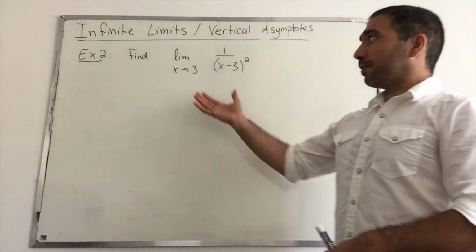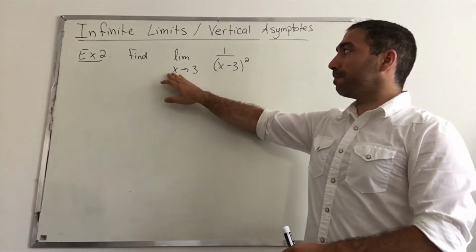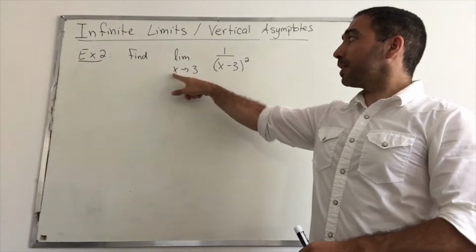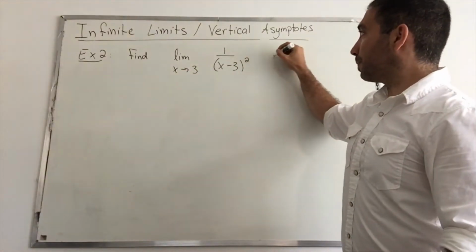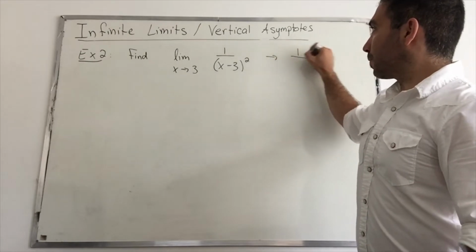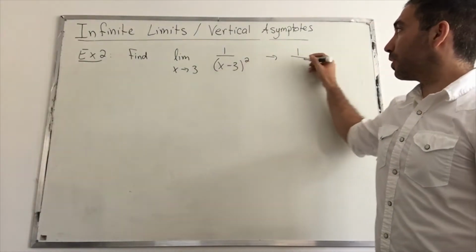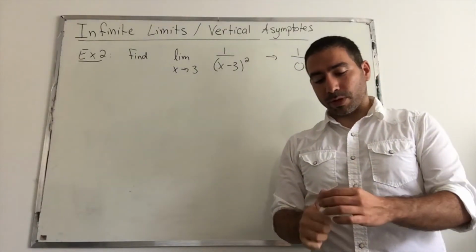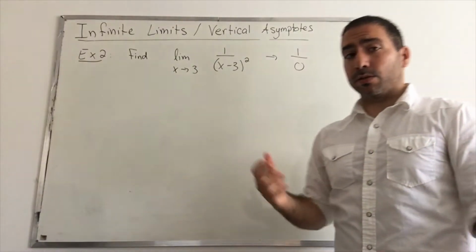So how do we start off by solving this? The first thing we should do is always try to substitute this value into our function. If we replace x with 3, what we get is 1 on top, and on the bottom, 3 minus 3, which is 0, 0 squared, which is also 0. So we get 1 divided by 0. And this is an issue, right? Because in math, we can't divide by 0. So dividing by 0 doesn't make sense.